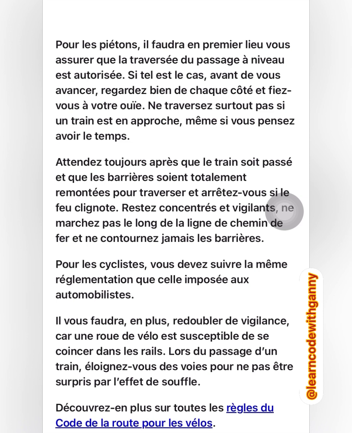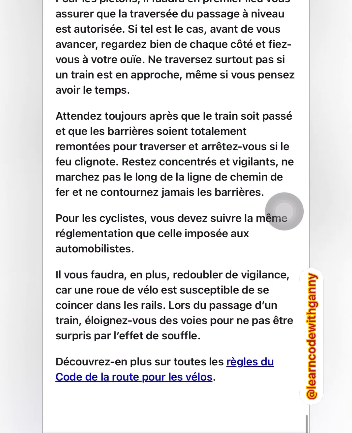Never bypass the barrier. For cyclists, you must follow the same regulations as those imposed on motorists. Cyclists and motorists are the same. That's what they are trying to tell us. In addition, you will need to be extra vigilant because a bicycle wheel is likely to get stuck in the rail when a train passes. Move away from the rail track so as not to be surprised by the breath effect.